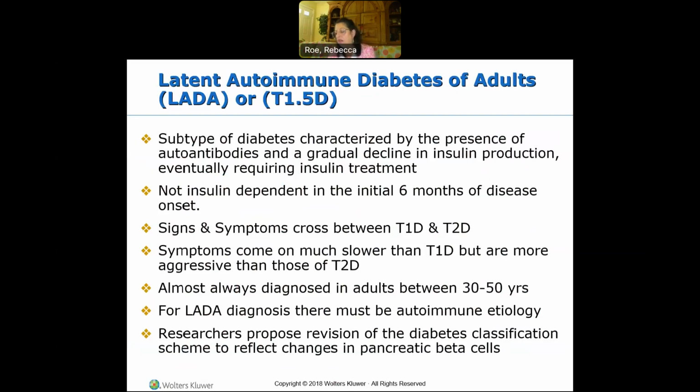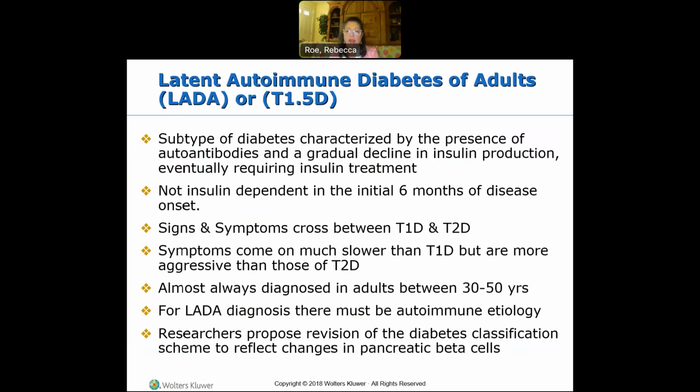So there is a gradual decline in insulin production over a period of time for these folks. So they'll start getting symptoms like blurred vision, they'll start getting tingling and painful hands and feet. They'll go into the polydipsia, the frequent drinking of water, and the frequent passing of urine, the polyuria, mainly because of the hyperglycemia. So they'll get these signs and symptoms that kind of intertwine or cross between type 1 and type 2. But the symptoms come on much slower than type 1 diabetes. But when they do come on, they are more aggressive than those of type 2. They're almost always diagnosed in adults between 30 and 50 years of age.